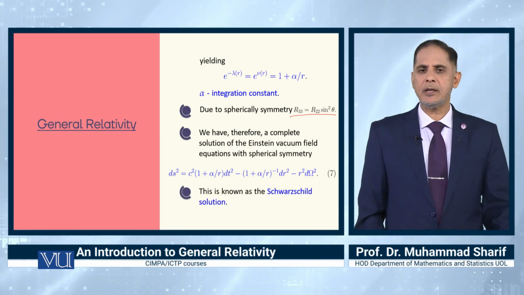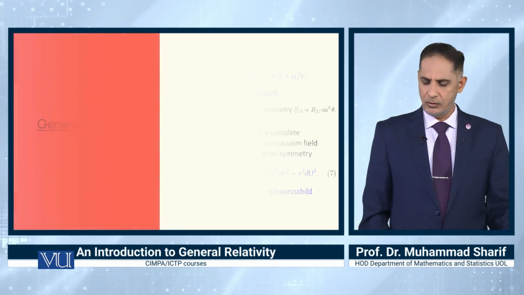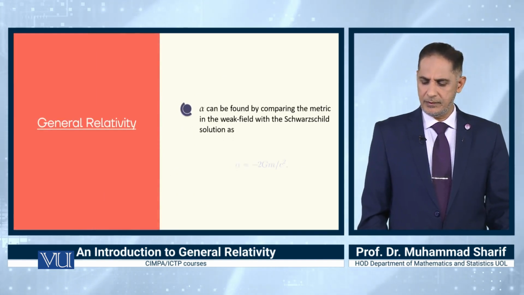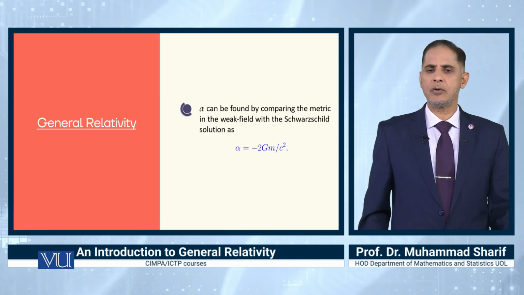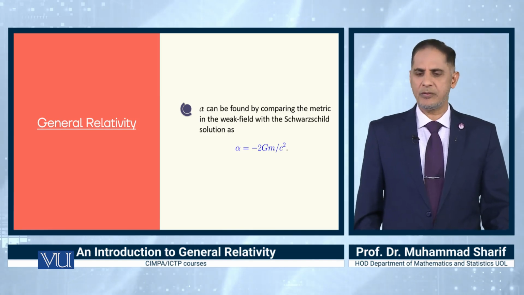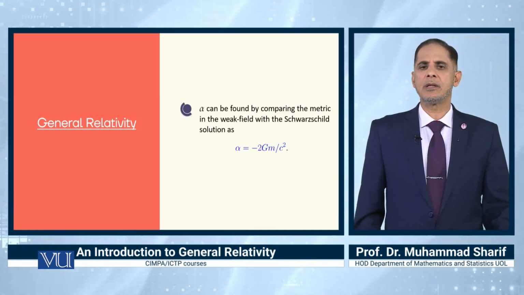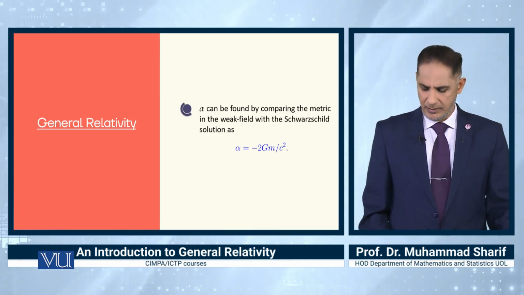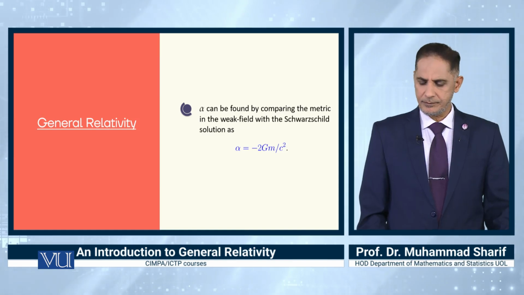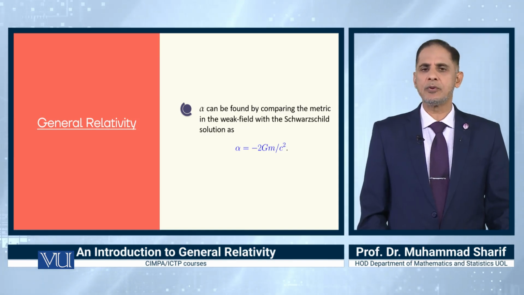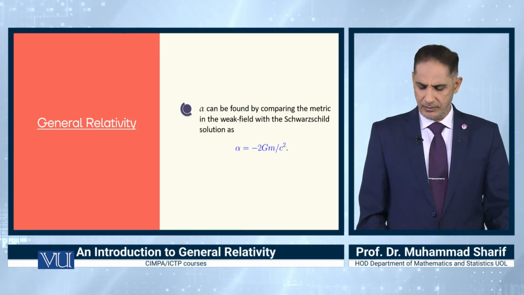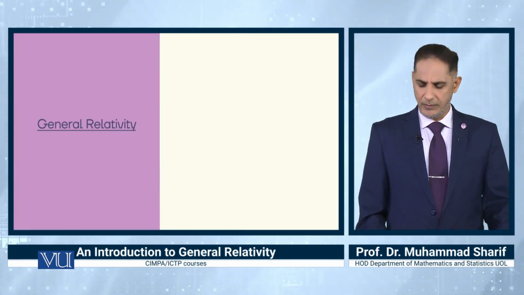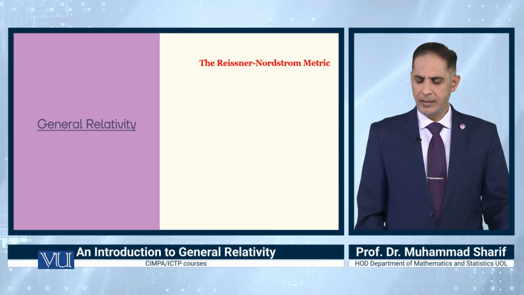The constant alpha can be found through the condition on the boundary, and this is given by alpha equal to minus 2GM over c square. Obviously, here G is the gravitational constant and M is the gravitating mass. So, this is the complete Schwarzschild solution, which is the complete solution of the vacuum Einstein field equation.